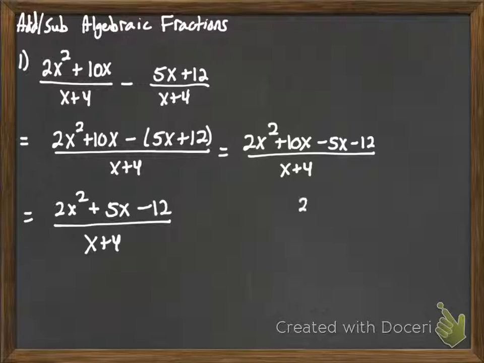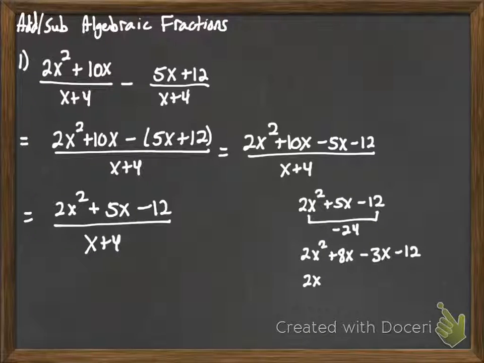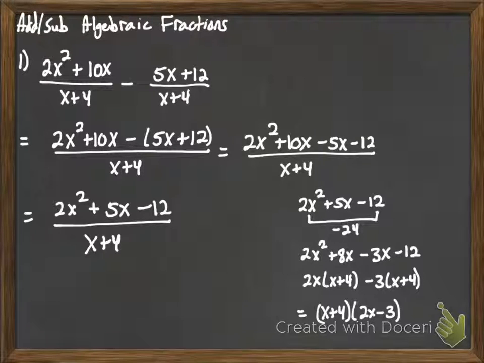We've done a lot of these factoring problems, so you should be getting fairly good at them now. And here we go. Alright, we first look at things that multiply to be negative, or 2 times negative 12 be negative 24, that add to be a positive 5. That would be an 8x and a negative 3. And so we rewrite it as plus 8x minus 3x, and then we factor by grouping. And when we factor by grouping, we get the answer x plus 4 times 2x minus 3.